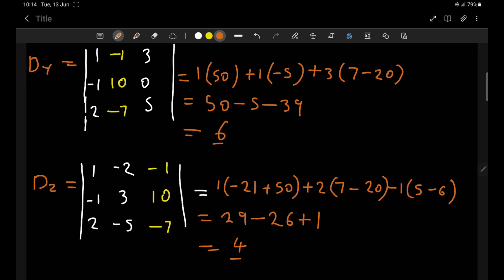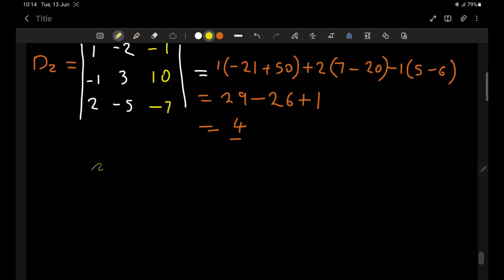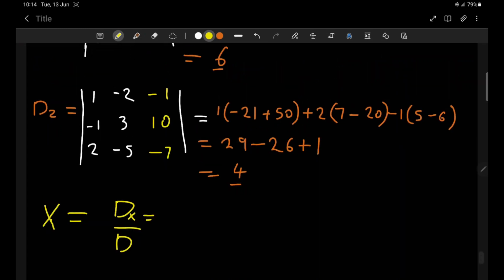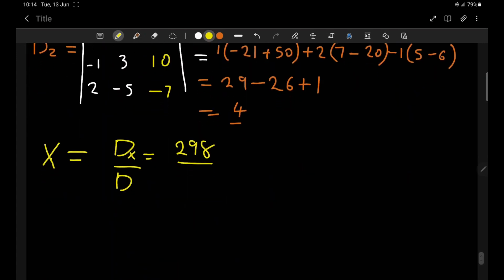Okay, so now that we have all the values, we can solve each variable. So we have for x, x will be equal to d of x over d. So our d of x was 298. So 298 dividing with d, our d is 2. So we divide this by 2. So 298 by 2 will give us 149.